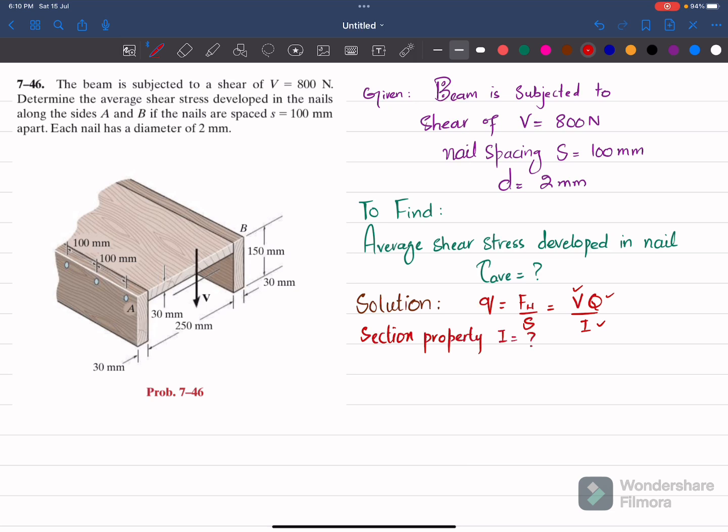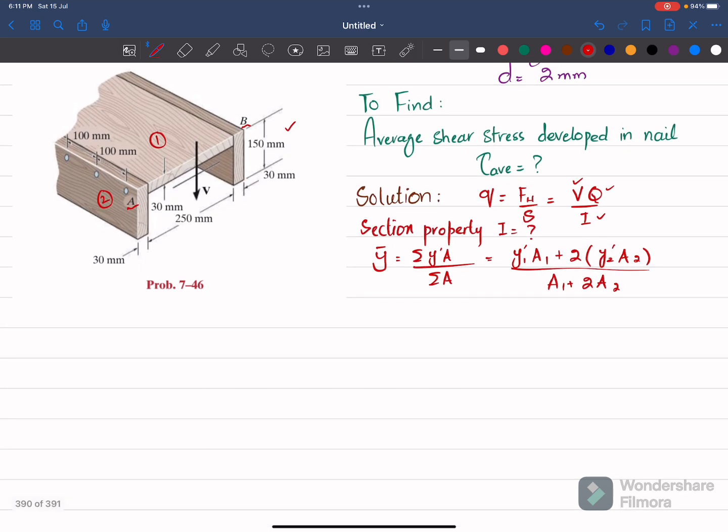I is not known, so we will first find the neutral axis, which passes through the centroid. Because this beam is not symmetrical about a horizontal axis, we first find the centroidal axis. For that we have the formula y bar equals the sum of y dash into a divided by the sum of area. Let this be 1 and this be 2. Since boards A and B are the same, we write y1 dash into a1 plus 2 times y2 dash into a2, divided by a1 plus 2 times a2.